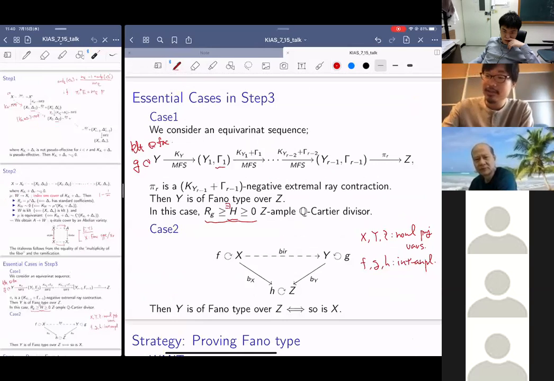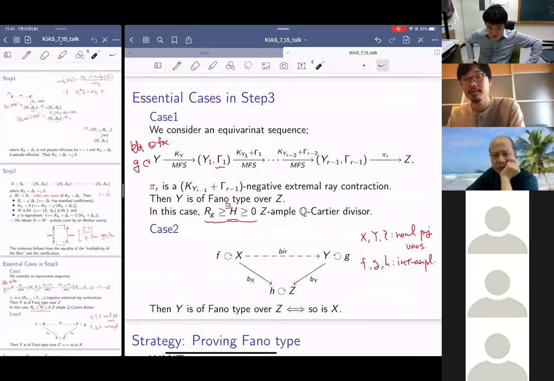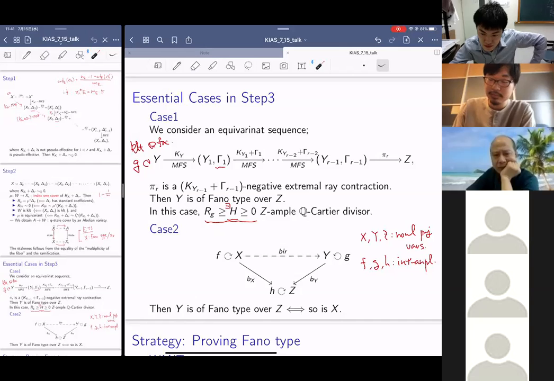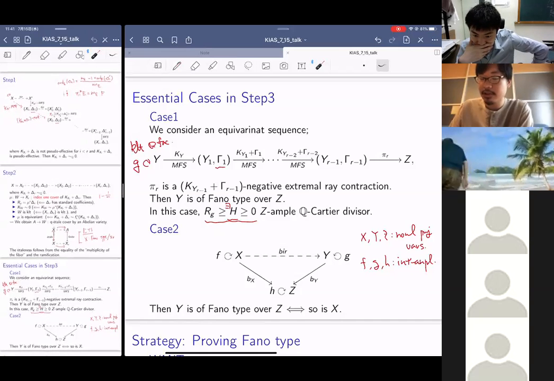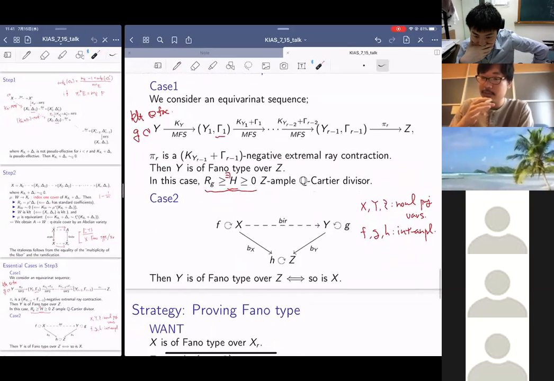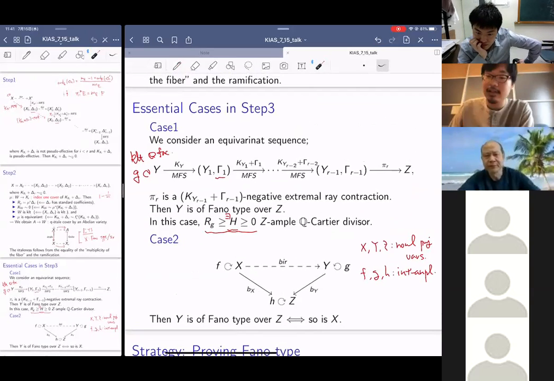Okay. In case 2, we consider the following equivariant commutative diagram. And in this case, Y is of Fano type over Z if and only if X is of Fano type over Z. So this property is invariant under equivariant birational maps. Okay. So later I will explain these cases. And before that, I explain why these cases are essential.